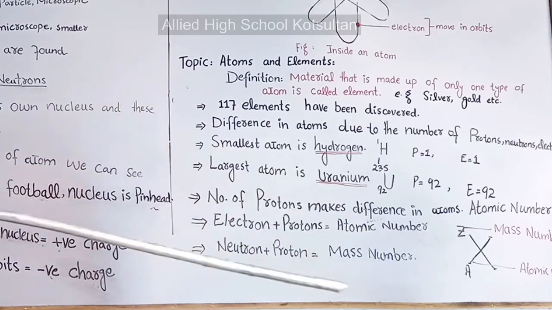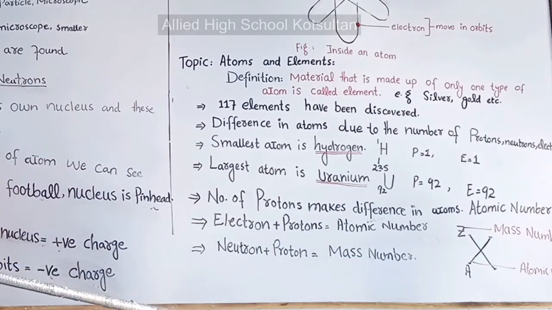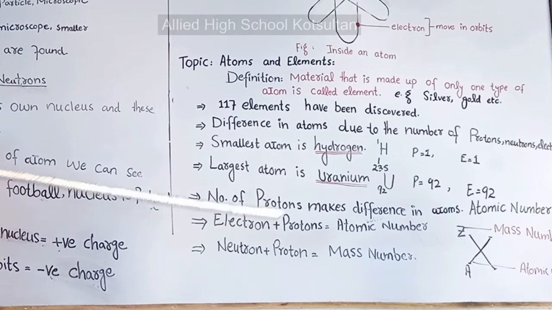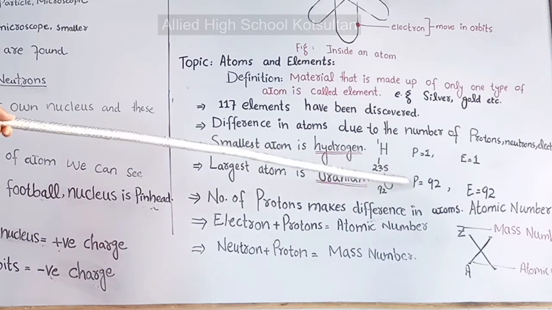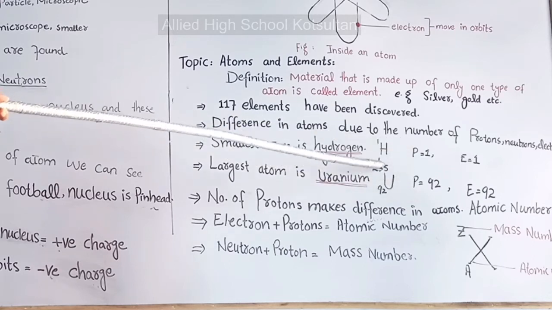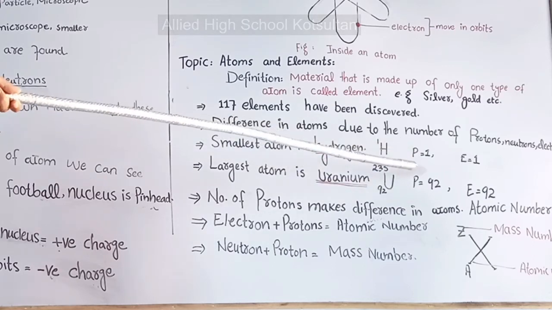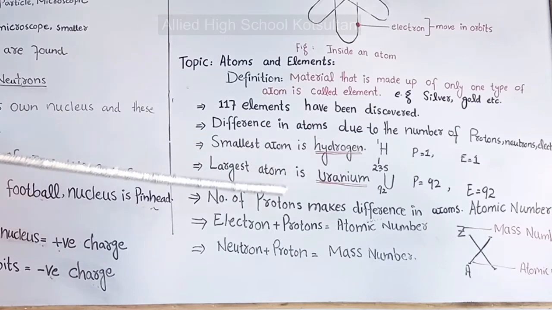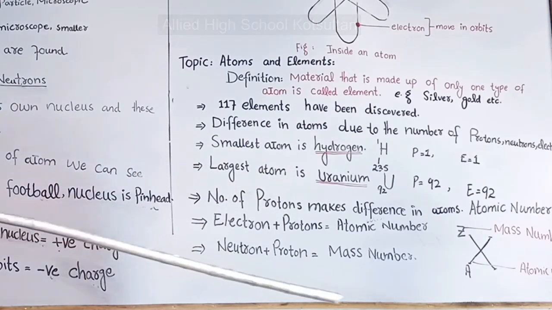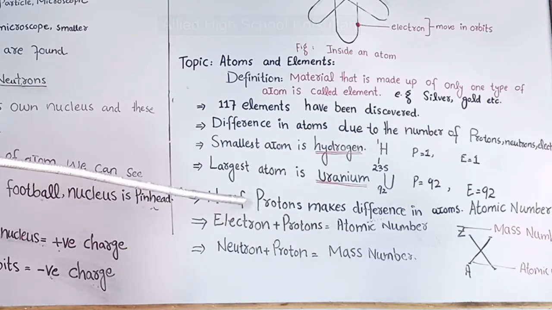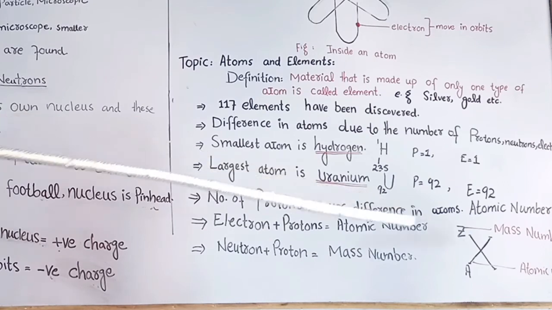We have already discussed that due to the number of electrons and protons we can identify an atom. Uranium has a different number of protons and electrons, 92 protons, and for hydrogen we discussed one proton. Due to these numbers of electrons and protons we can identify an atom. And this number of protons and electrons will tell us about the atomic number.